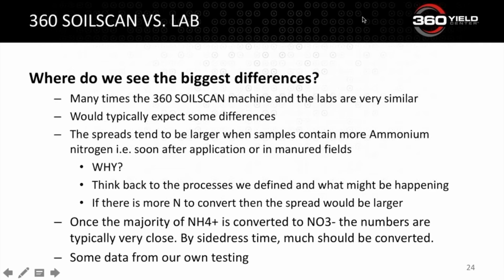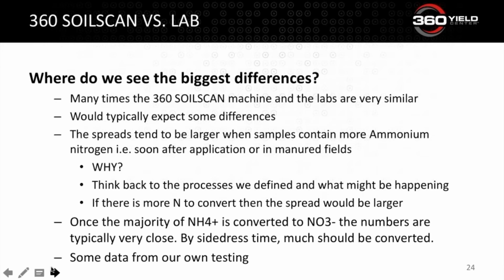When you have samples, and again, I'll show you some data where they're manured or you just recently applied ammonium fertilizers, that's where we can see bigger differences. And that makes sense to me because as that soil warms and it gets oxygen, that would convert. But if you don't have a whole lot of ammonium nutrition in the soil, close to side dress time, the differences in the spreads probably shouldn't be quite as dramatic.